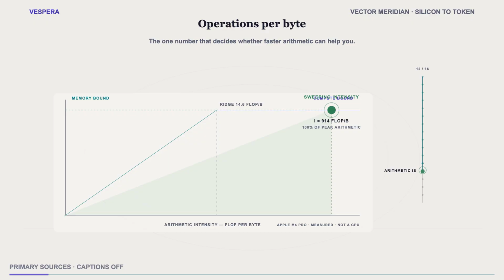And notice what is absent from that derivation: the size of the model. A 7 billion parameter model has an arithmetic intensity of 1. A 700 billion parameter model has an arithmetic intensity of 1. Making the model bigger makes the problem bigger, but it does not make it a different kind of problem. In half precision, batch 1 decoding sits at 1 operation per byte for every model at every scale, permanently.